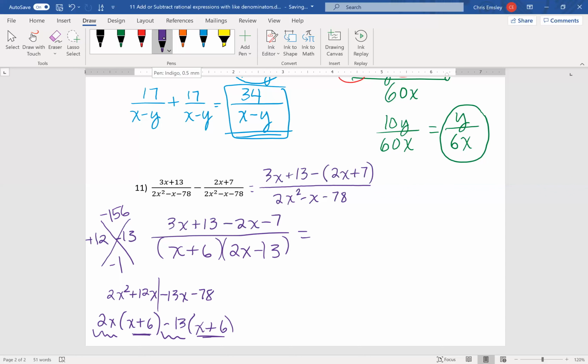Now I'm just going to continue. Now I need to look for like terms up top. I have 3x minus 2x, so that's just an x, and 13 minus 7, which is plus 6. Oh, look how convenient that is. So when all is said and done, again, we get these common factors. Remember, if you cancel everything up top, you still have a 1 up there. So our final answer, 1 over 2x minus 13.